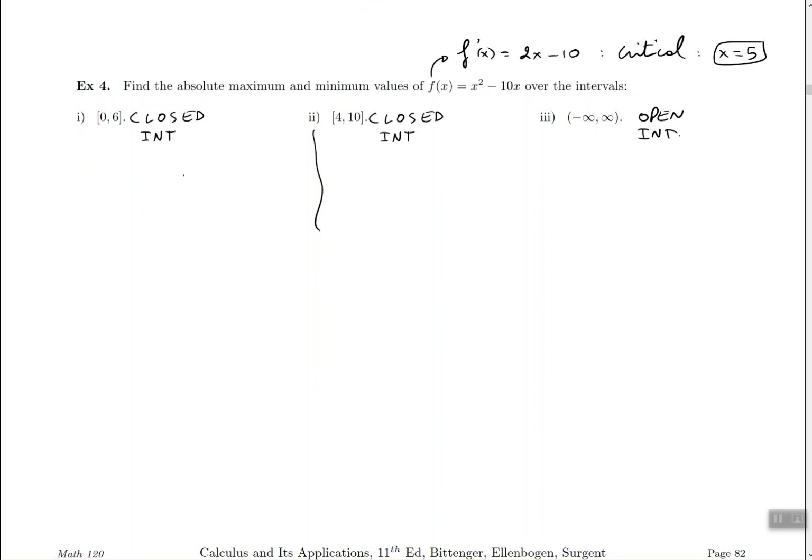Now for the first part, the interval is between 0 and 6. So let's make a table, because it's a closed interval and it's easier to decide with a table. And remember, we're going to be putting x squared minus 10x into the calculator. The table is going to have the 0, the 5, and the 6.